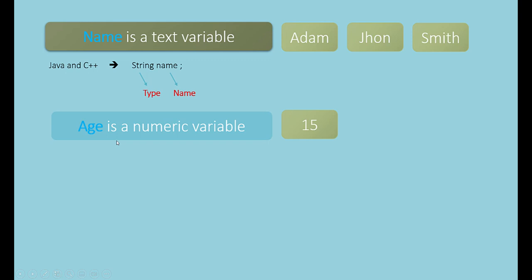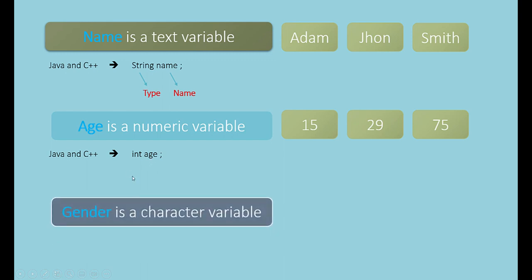Another typical variable is age, which is a numeric variable. It can take 15, 29, or 75. It can get any number as well. In the same way, Java and C++ declare this variable as int, which is integer, and age is the variable name. Instead of age, you can name it anything, just as you see on the top with name. Here you can write anything you want.